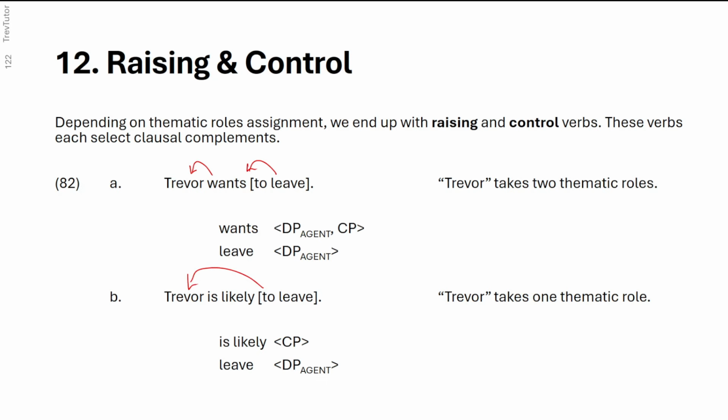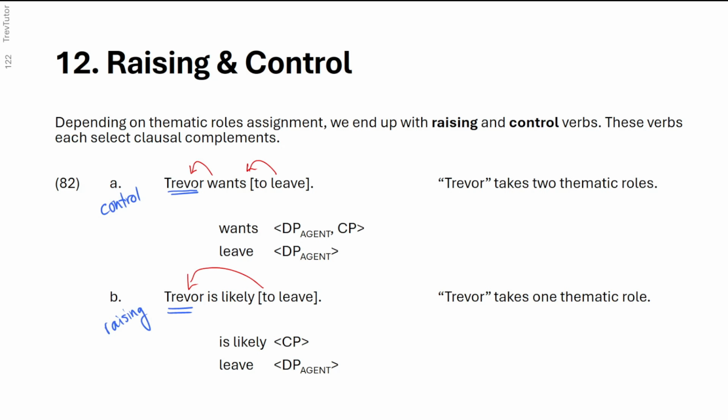So what we call 82A, where Trevor gets two thematic roles, these are going to be control verbs, and ones where Trevor only gets one role, these are going to be raising verbs. So we can think of it as Trevor is raising out from the inner CP, while in 82A, actually Trevor isn't going to start in the lower CP to get its agent role.